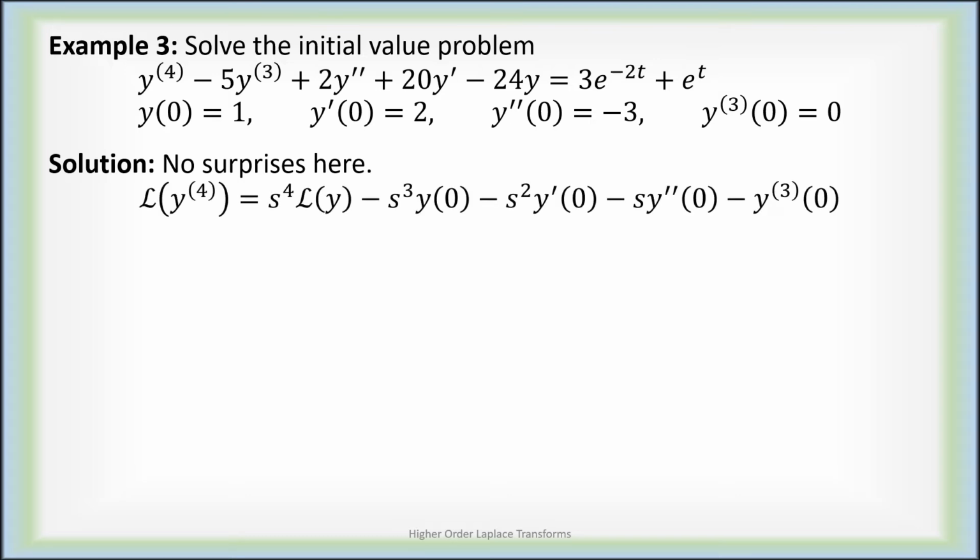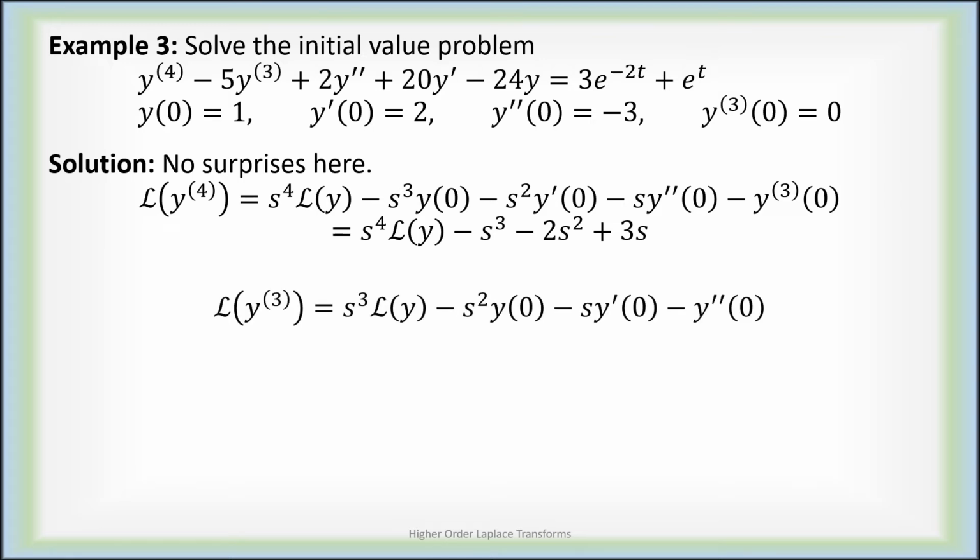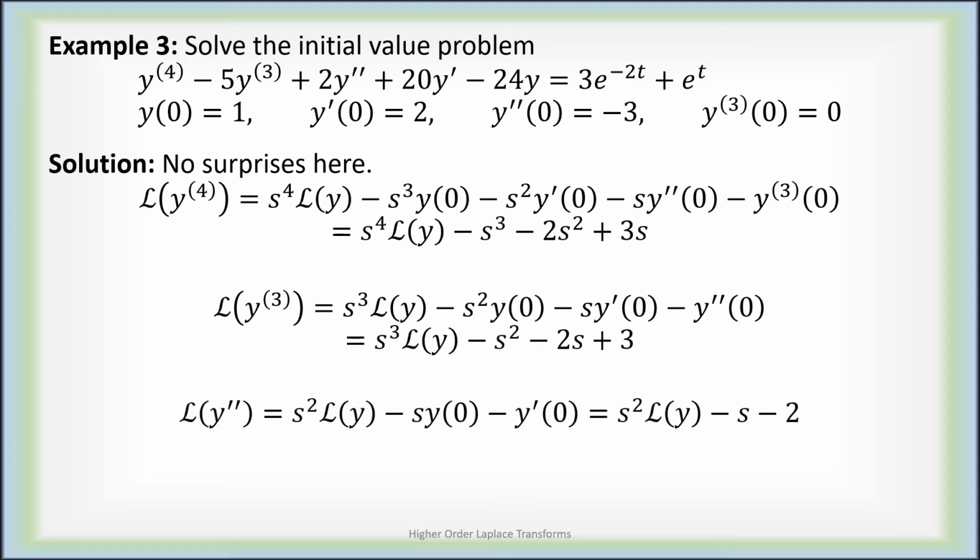So here's the Laplace transform of the fourth derivative. Now we substitute in our initial values. y of 0 is 1, y prime of 0 is 2, y double prime of 0 is minus 3, and y triple prime of 0 is 0, and we'll end up with that. Similarly, if I compute the Laplace transform of the third derivative and plug in our initial values, it will simplify as such. Here's the Laplace transform of y double prime and the Laplace transform of y prime.